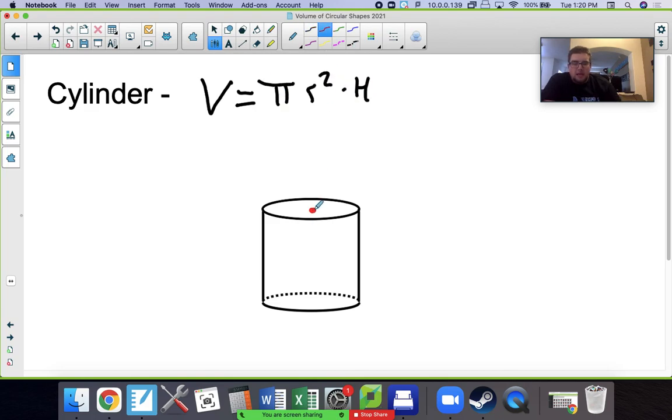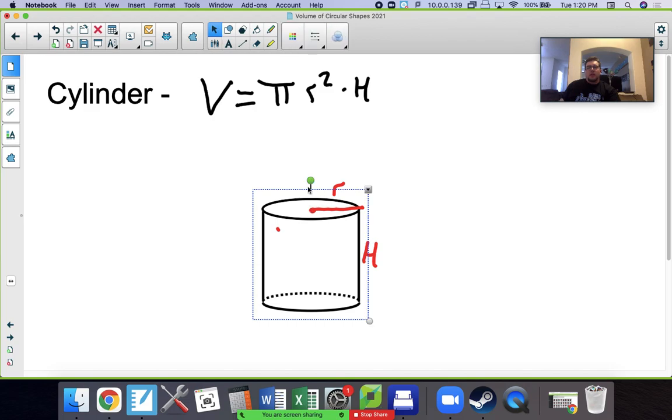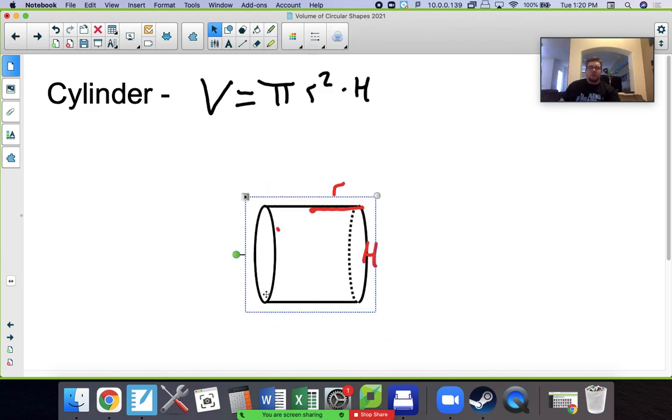So we need to have the radius of our cylinder. That is half the distance from the center to the outside of the circle, and then the height of the cylinder. The height is always the distance from one circle to the other circle. So even if this cylinder gets tipped on its side, the height doesn't just translate to go, oh, that's the height across the circle. Height is always from one circle to the other circle.